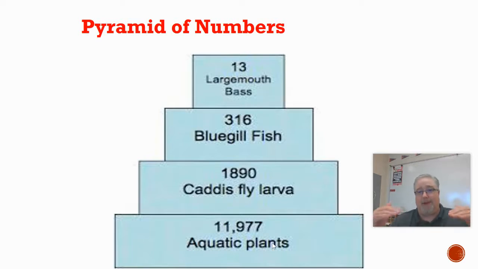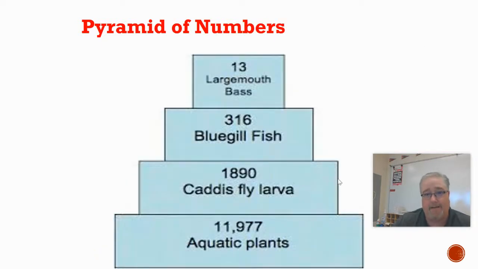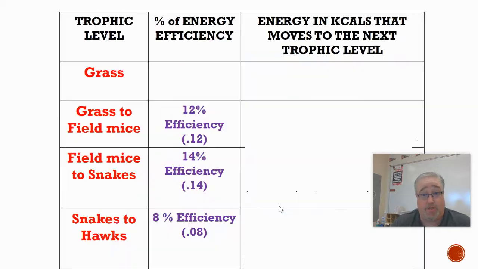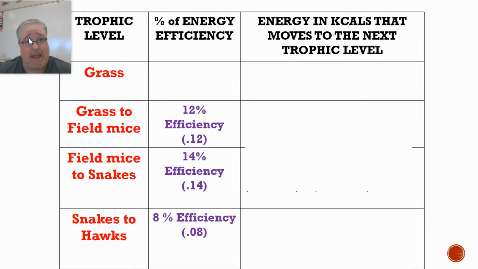But as the amount of energy decreases, the amount of individuals decreases. So this pyramid shape of numbers is kind of related to a pyramid of energy. They're similar, but one is showing us numbers, the other one is showing us actual energy values. So let's take a look at an example of this, where you look at some calculations that you might have to do.